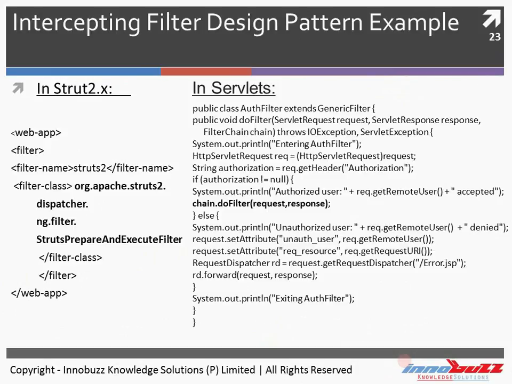So these are the examples. If you have worked in Struts, we have something called the Struts prepare and execute filter, which is very useful in passing through all the interceptors, and this filter plays the entry point. And in servlets, you have a filter which can be obtained by extending the generic filter class, and it also has a filter chain which can be passed among several filters.